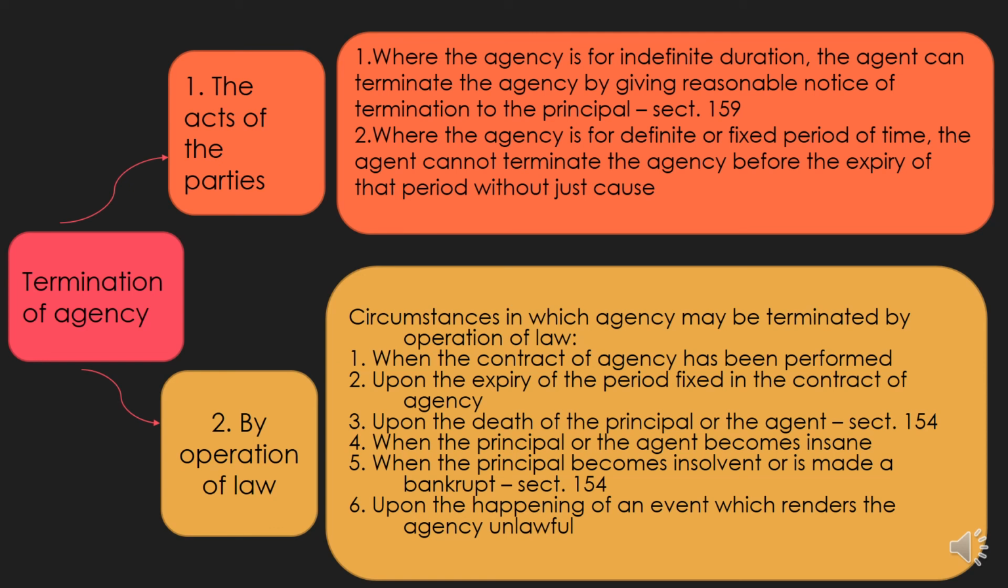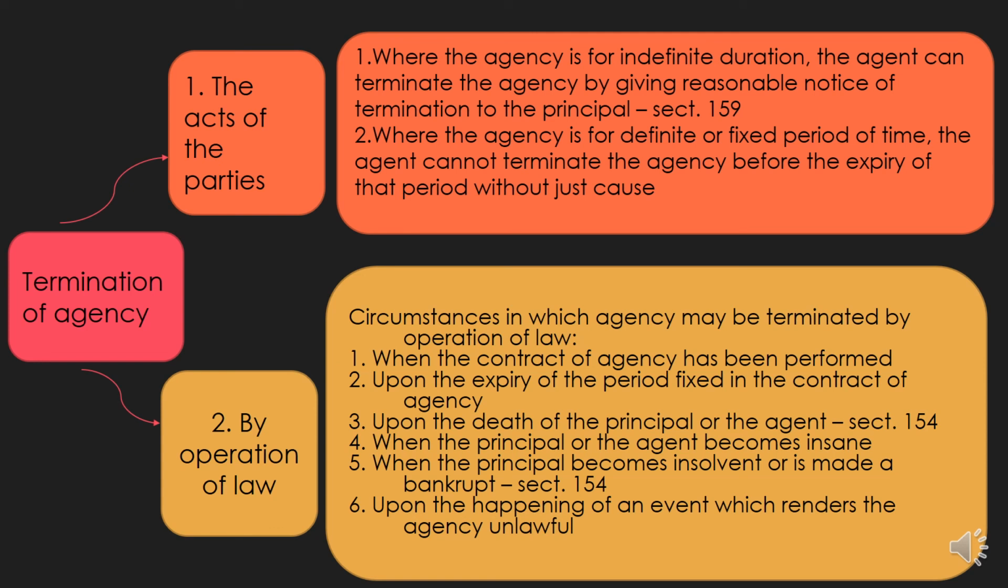Number five, when the principal becomes insolvent or is made bankrupt. Okay, a bankrupt person cannot hold a post, right? So they cannot be a partner, right? So here they cannot be. A principal becomes insolvent, the agency is terminated.